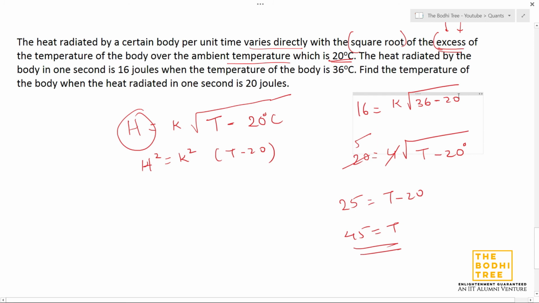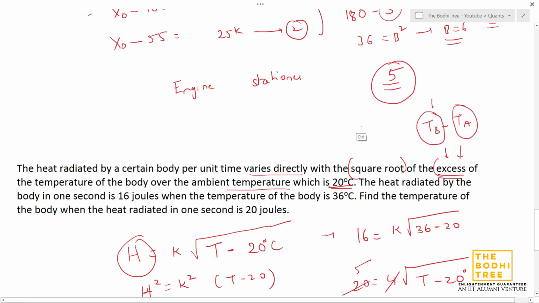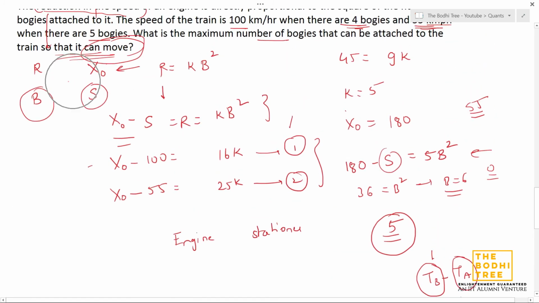Similar question, except that in the previous question we were squaring, and in this question we are taking a square root. The only thing different is that here they have given us the ambient temperature, the temperature with respect to which there is an excess. Excess of the parameter is given. In the bogey question we had to assume that the speed of the engine without any bogie is x naught. This was the catch in that question. If we hadn't taken this into consideration, that question would have been more difficult, right?